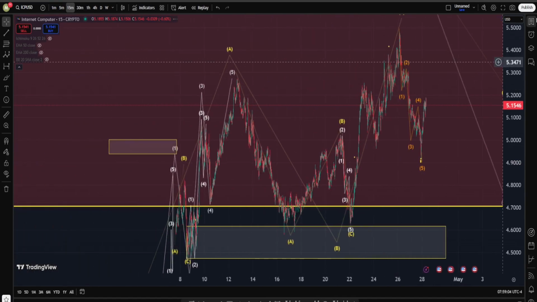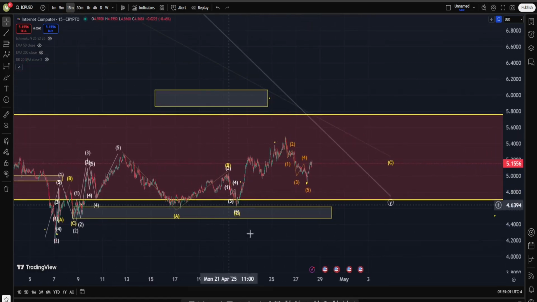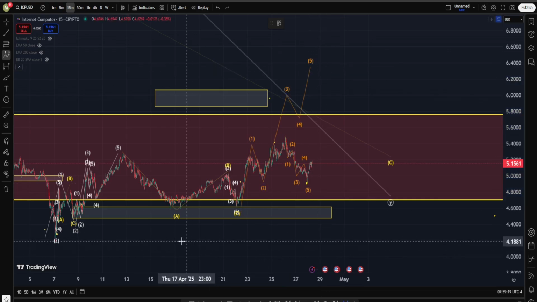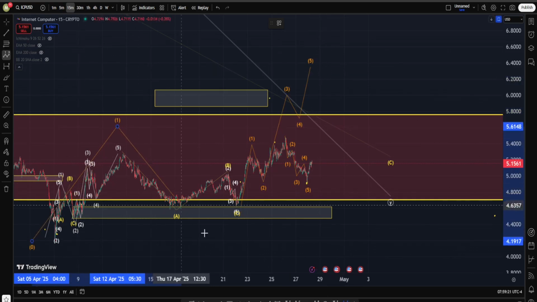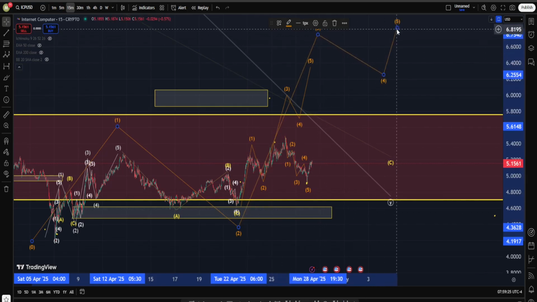You see, in the previous video in Internet Computer, the idea was that maybe we are having a wave 1, correction for wave 2, possibly to about here, and then we're going to have another move up into wave 3, 4, 5, which on a higher degree, according to my primary case, is going to be into a wave 3, and then we're going to have correction for another move on the upside into wave 5.